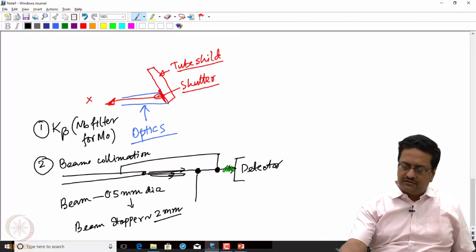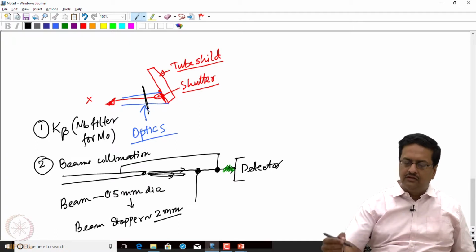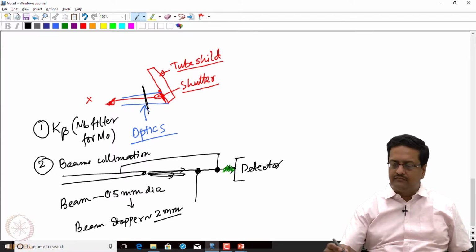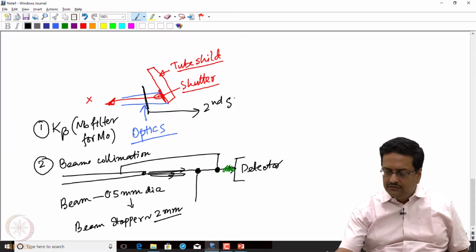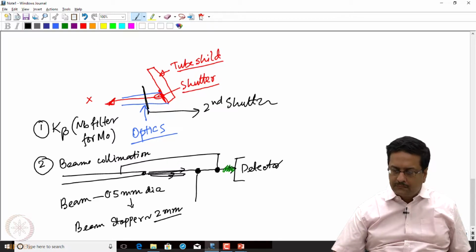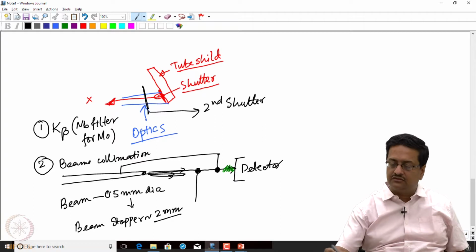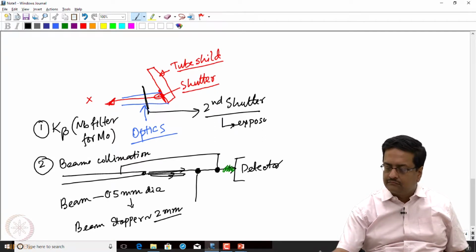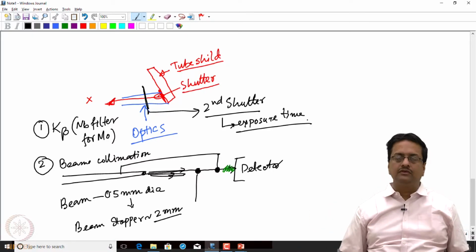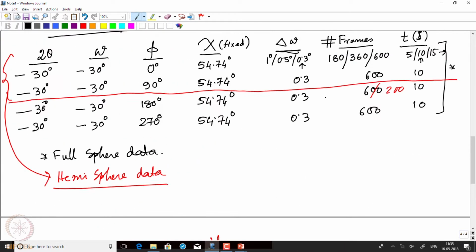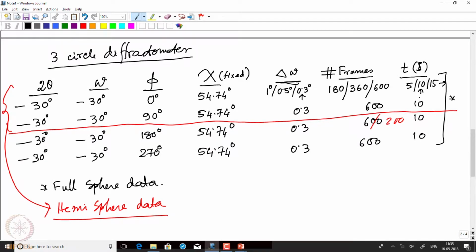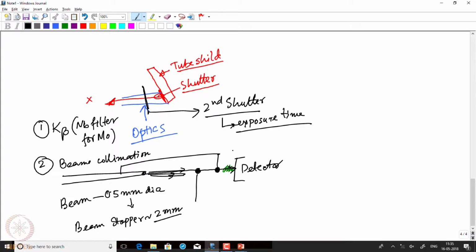Now, there is another shutter placed inside this optics which controls the exposure time. The second shutter on the optics controls the exposure time. So, during one particular run of data, as we have seen in the previous class, we are saying that the exposure time is about 10 seconds. So, this particular shutter remains open for 10 seconds, closes and opens again. So, this regulates the exposure time in this particular experiment.